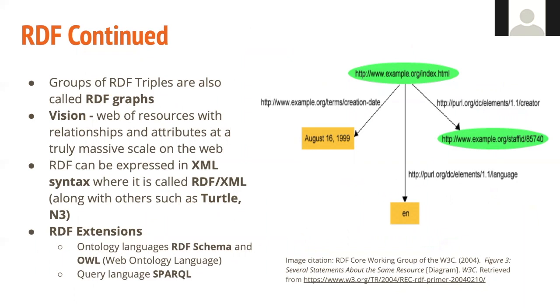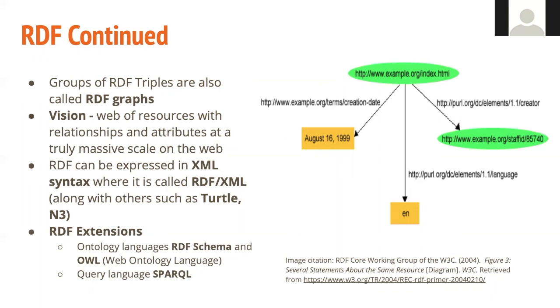A set of RDF triples, as seen on the right-hand side of the slide, is referred to as an RDF graph. The idea here is that these resources would have attributes and relationships to other resources, which in turn would have their own attributes and relationships, and so on and so forth. The vision would be to eventually create a graph of these relationships and attributes at a truly massive scale for everything that exists on the web.